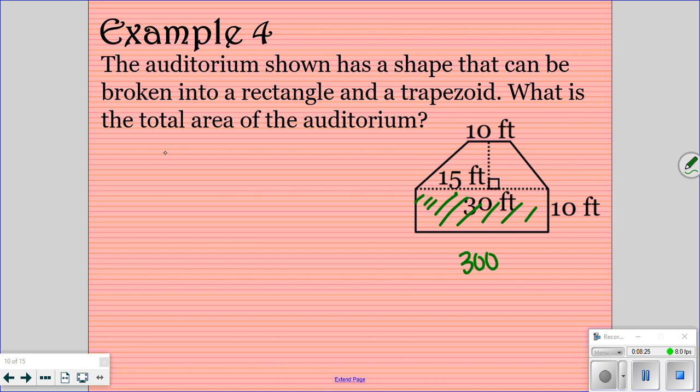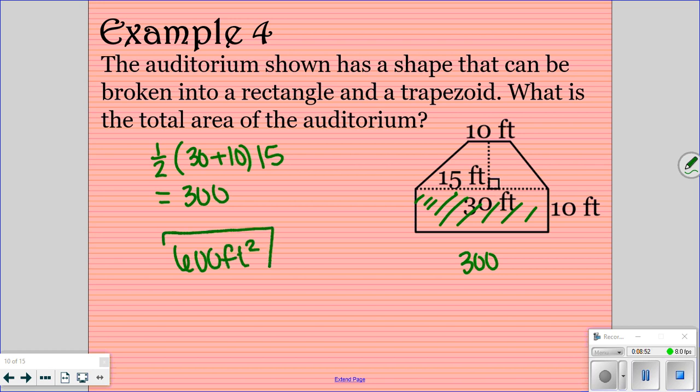For the trapezoid, we're going to use the formula 1/2. What are our two bases? They are 30 and 10, and then the height is 15. So 30 plus 10 is 40. Half of that is 20. And then if you multiply by 15, you should get 300. So the total area should be 600 feet squared because you add the two of them together.